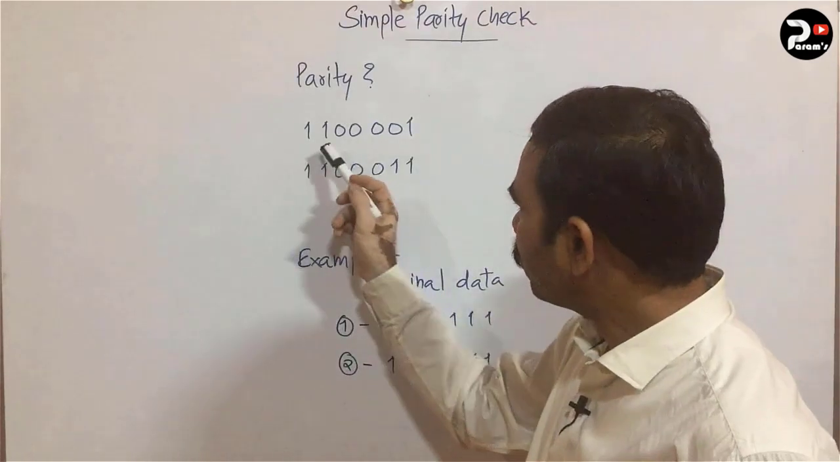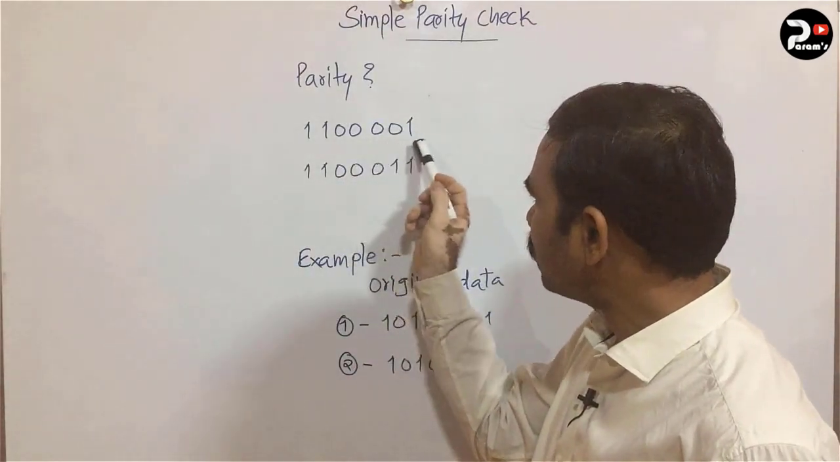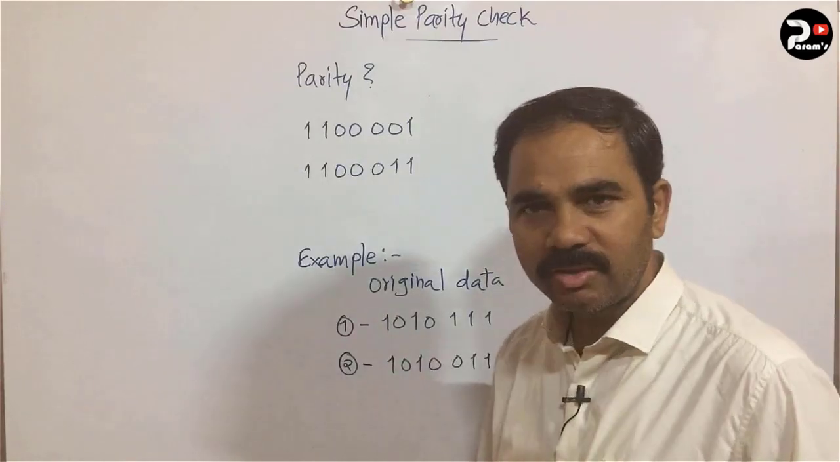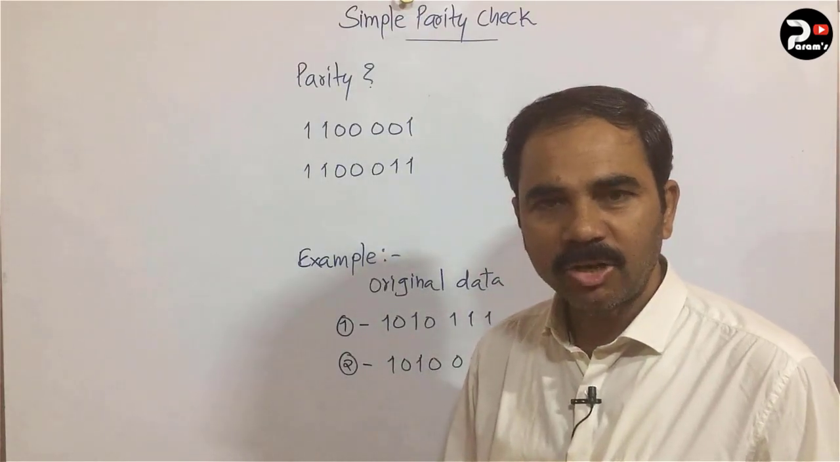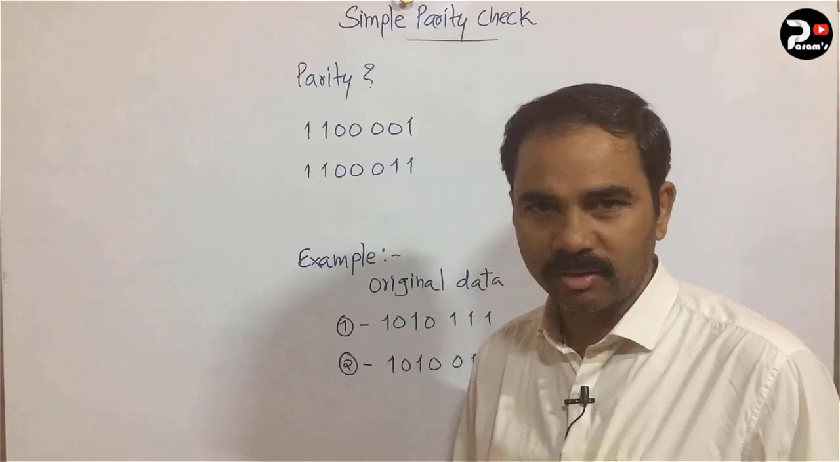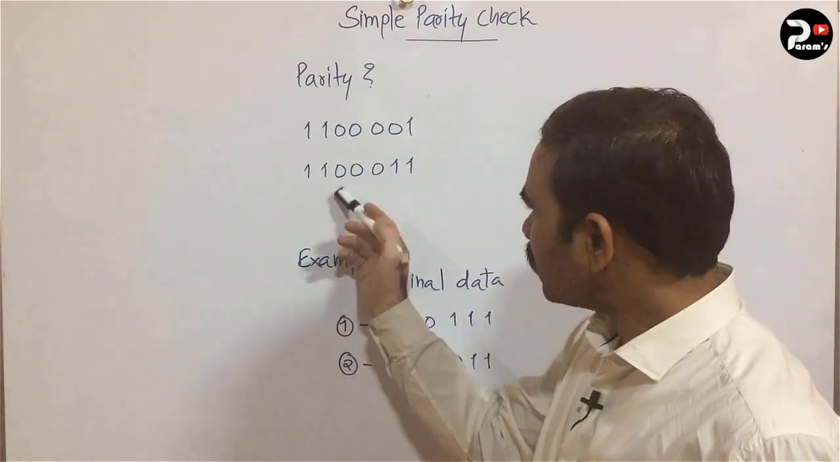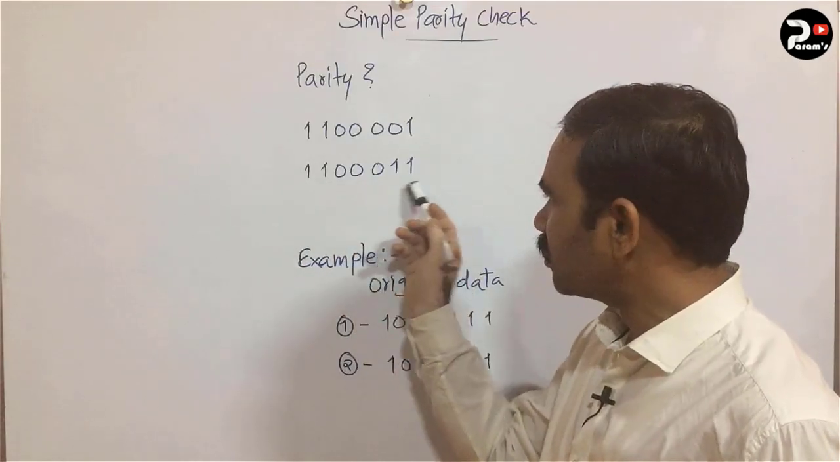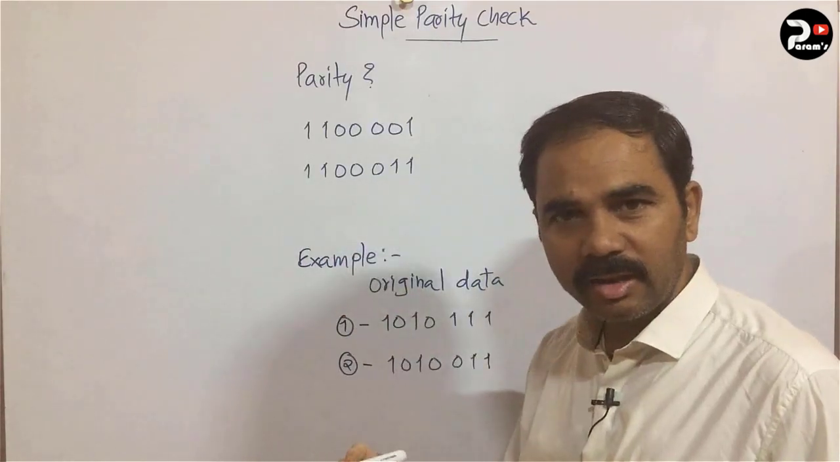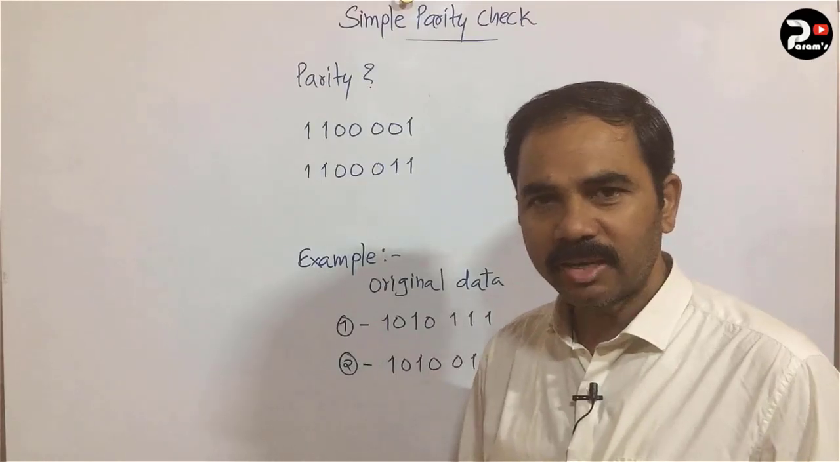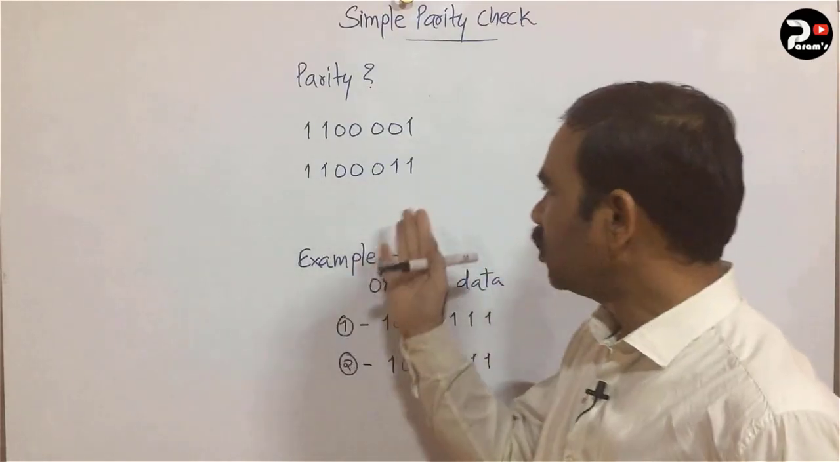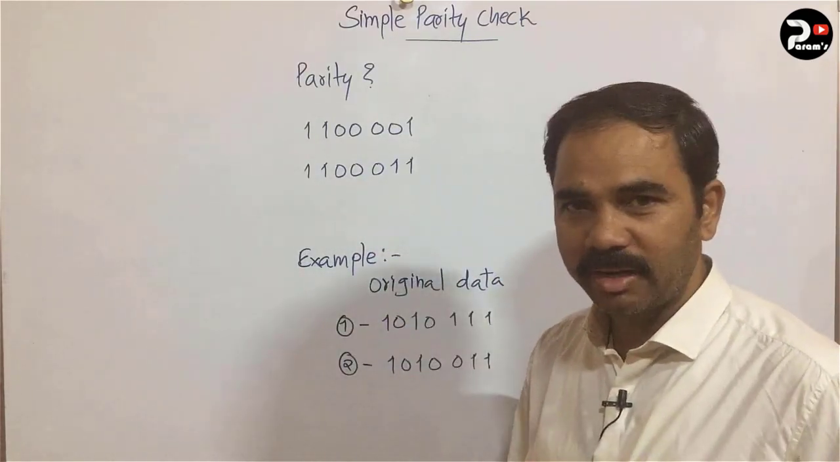As there are three ones in this data unit, we say the parity of this data unit is odd, because 3 is an odd number. For this case, there are 4 ones, and as 4 is an even number, we say the parity of this data unit is even parity.